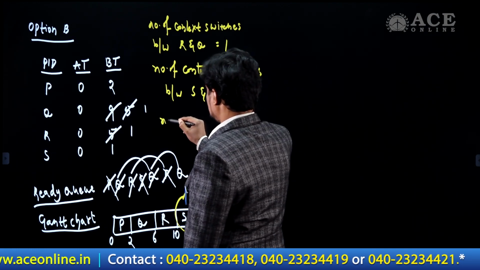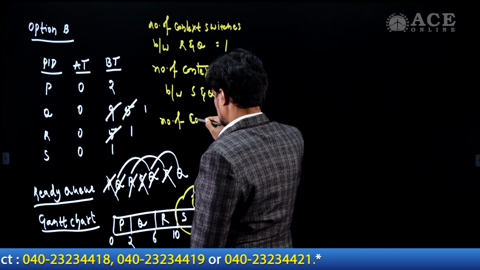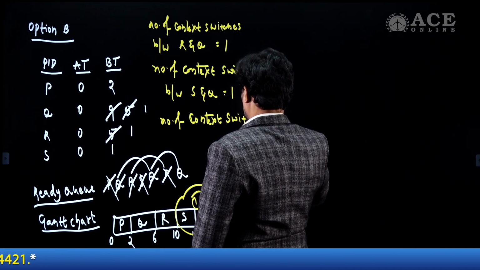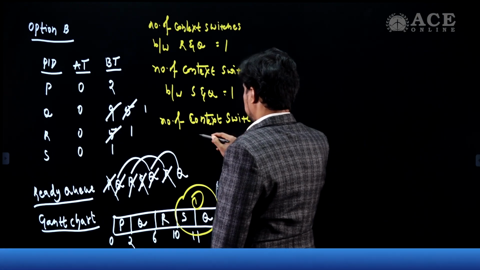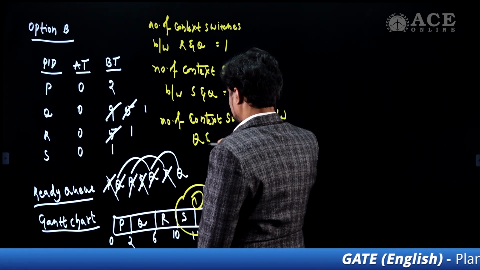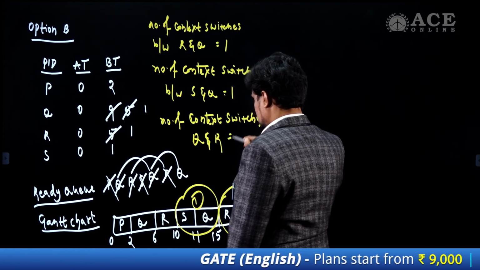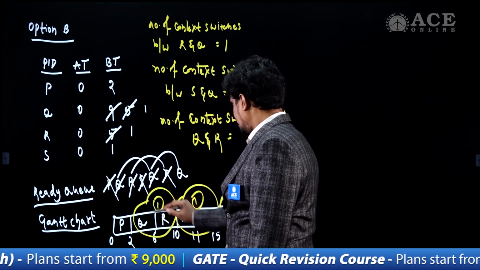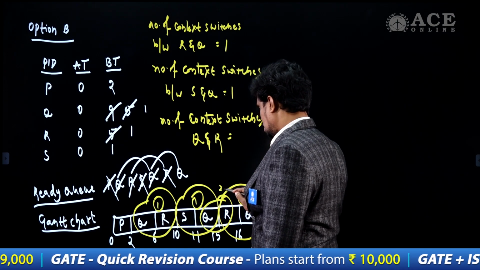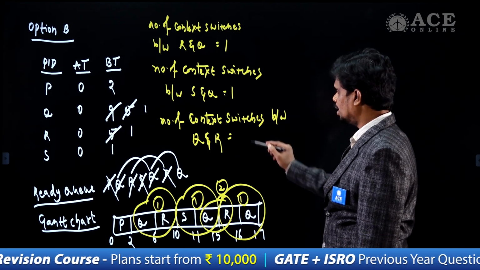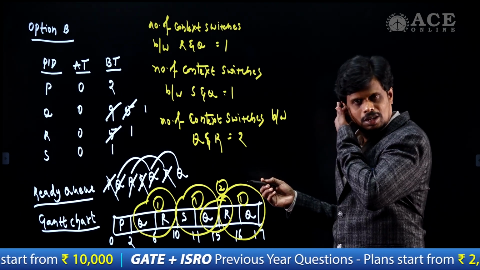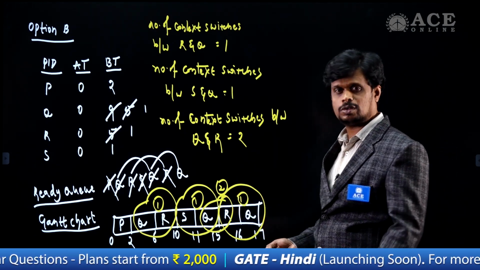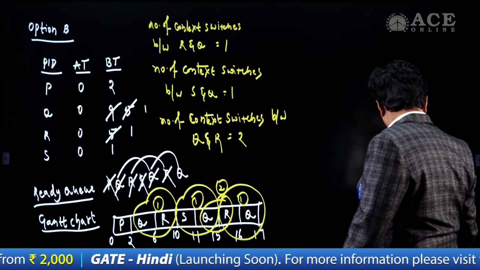And the number of context switches between R and Q, or Q and R, is equals to. So verify between Q and R, the number of context switches are, here you have 1 and here also you have 1. So means between Q and R we have two context switches. So these are all exactly given by the question statement, means option B is also satisfying the requirement of the question statement. So that option B is also not possible.